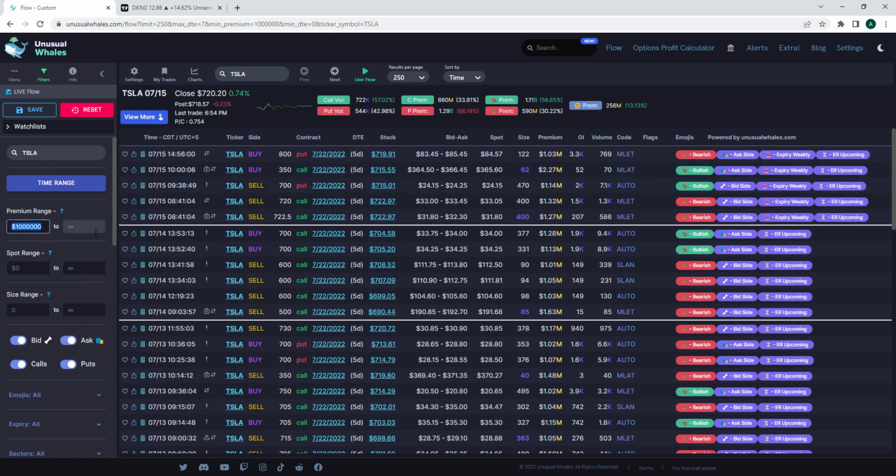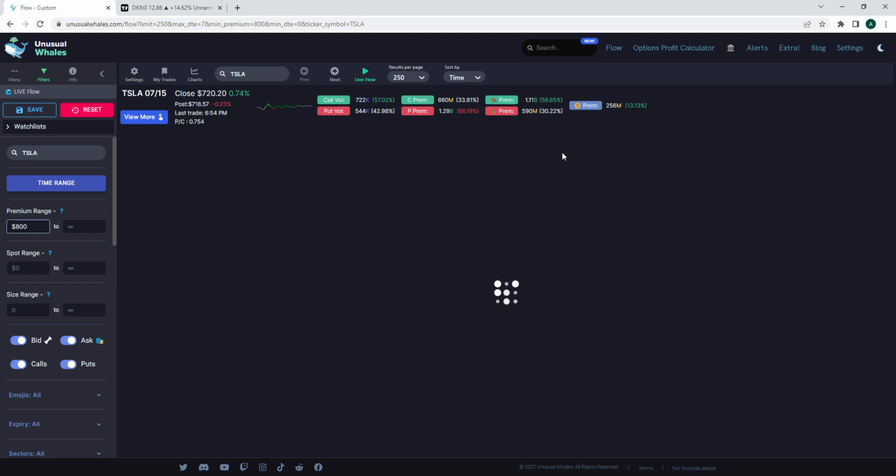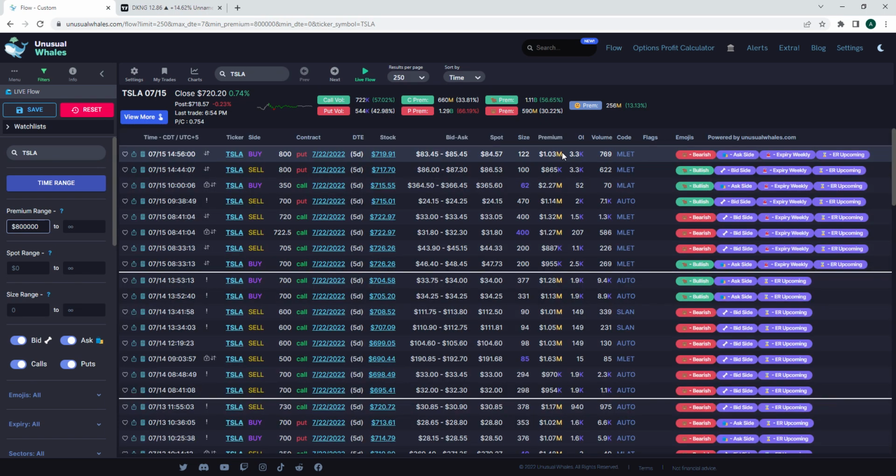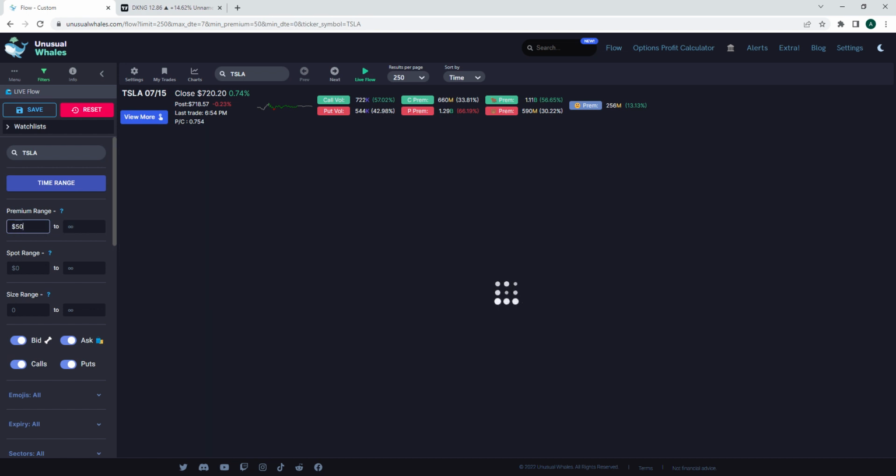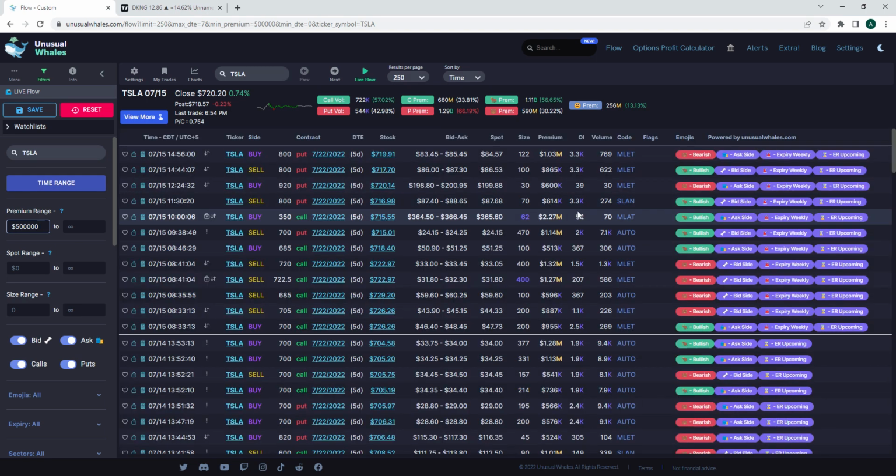Even $1 million for Tesla right now is kind of a lot. I would maybe do like 800,000. Let's see here. Yeah, you get a little more flow. It's nuanced. I mess around with the premiums all day just to get a medium value of what I'm seeing. I want to see a mix of both bearish and bullish flow here. So this I would consider mixed.